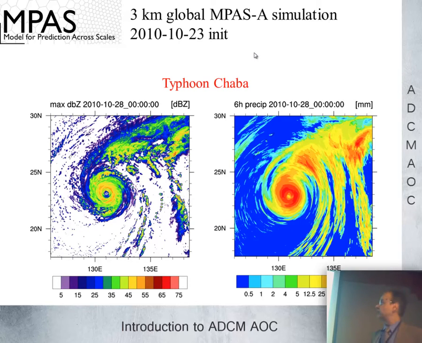This is Typhoon Chaba in the Pacific. Again, we're getting a very realistic looking reflectivity signal, and this is the 6-hour precipitation for this typhoon. So you are resolving the core of these convective systems.